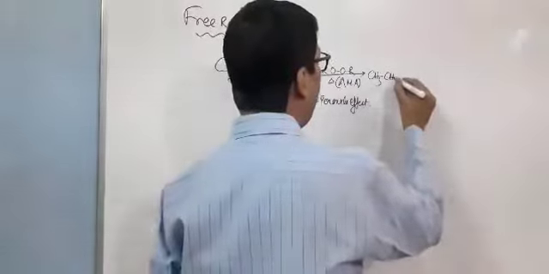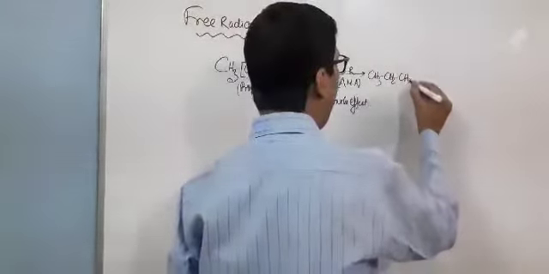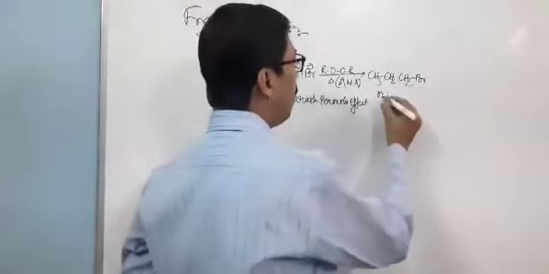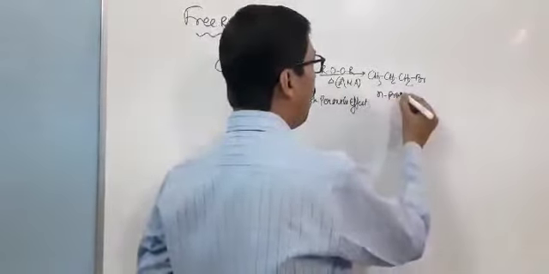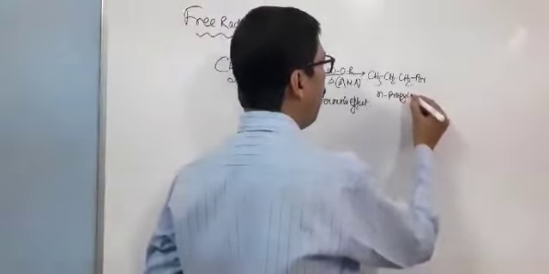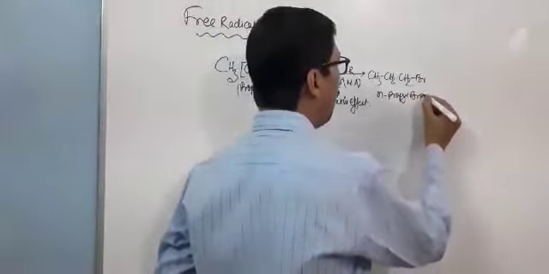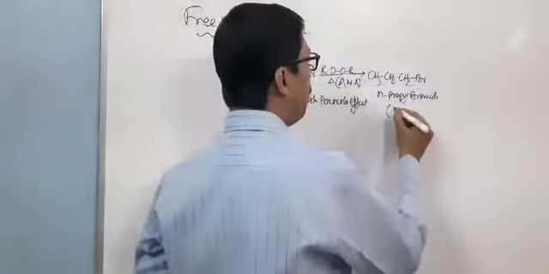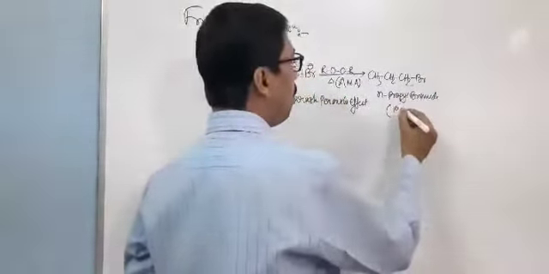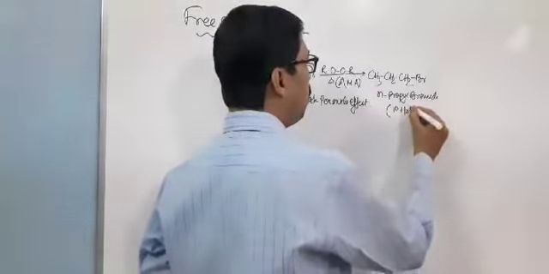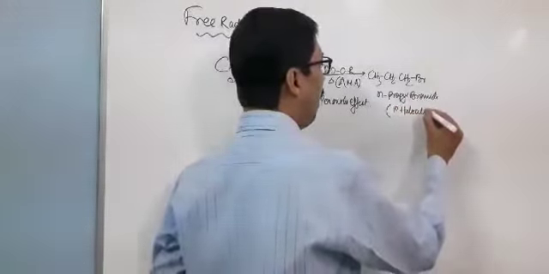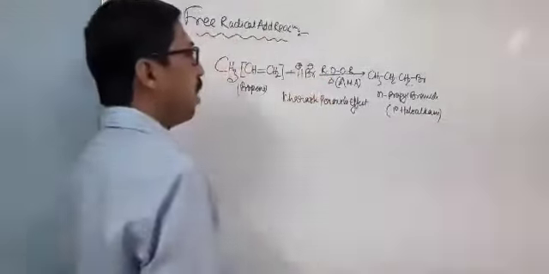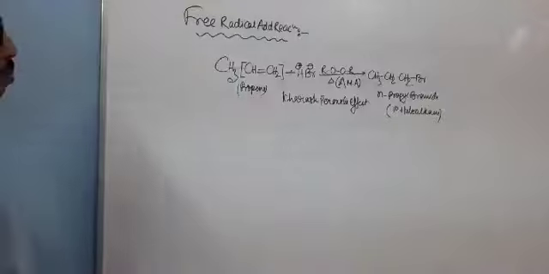CH3 CH2 CH2Br, and this is n-propyl bromide. Br is attached with the CH2, so it is a 1 degree haloalkane.